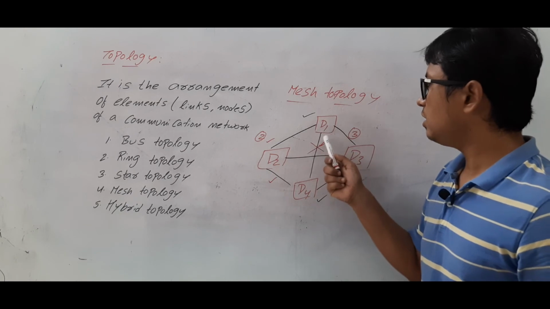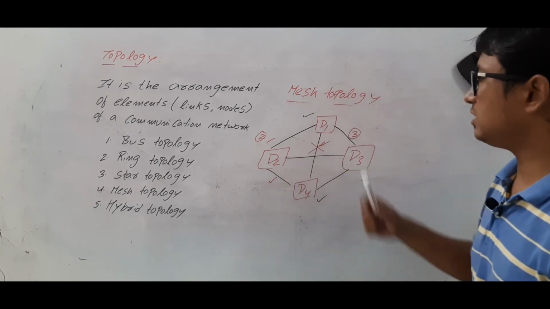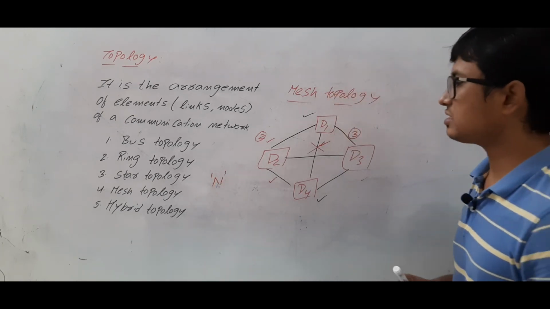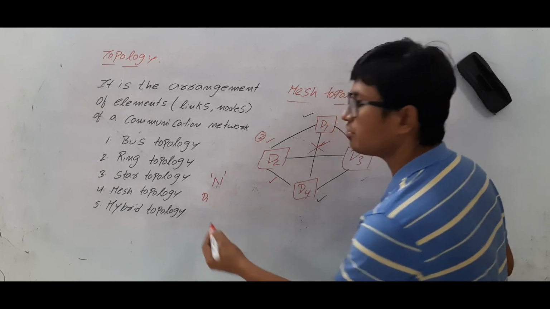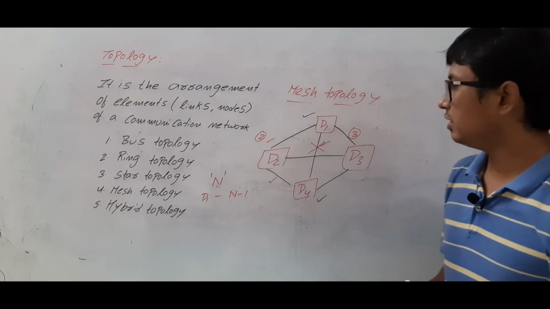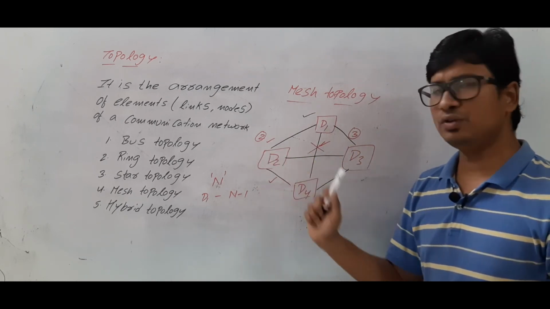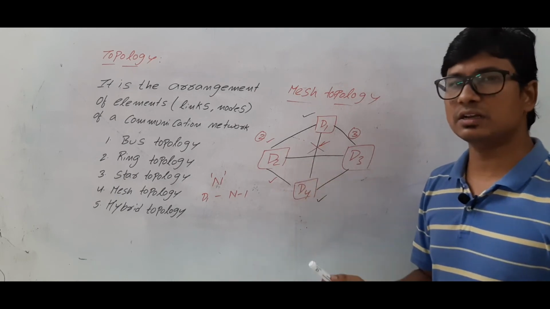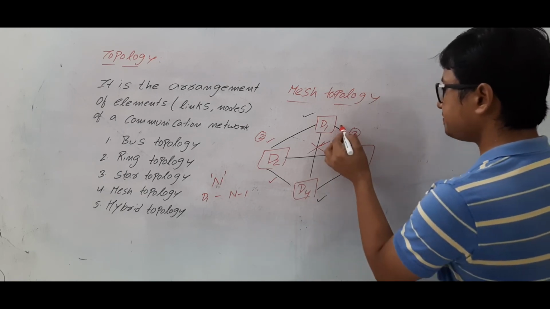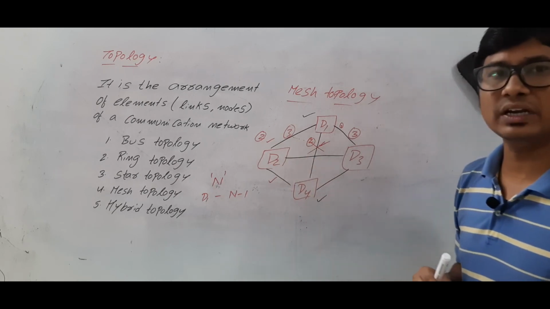If you see that from device 1 you have 3 links. If you have n devices, from each device you will have n minus 1 links. Device 1 is there; totally how many devices are there? 4 devices are there. Now how many outgoing links are there from device 1? This is one link, this is the second link, and this is the third link. So n minus 1 links are there.